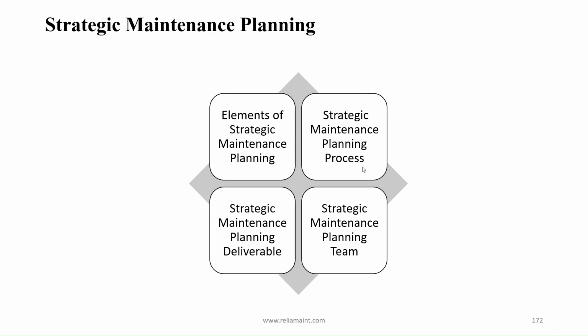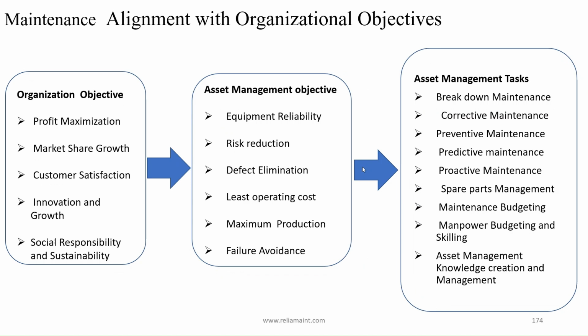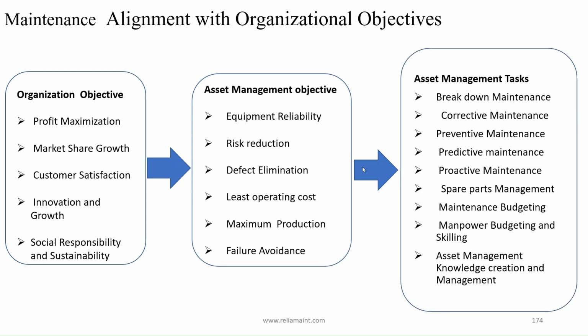Elements of strategic maintenance planning. Strategic maintenance planning process. Strategic maintenance planning deliverable. Strategic maintenance planning team. Maintenance alignment with organizational objectives. Organization objective: profit maximization, market share growth, customer satisfaction, innovation and growth, social responsibility and sustainability. Organization objectives serve as drivers for asset management objectives like equipment reliability, risk reduction, defect elimination, least operating cost, maximum production, failure avoidance.